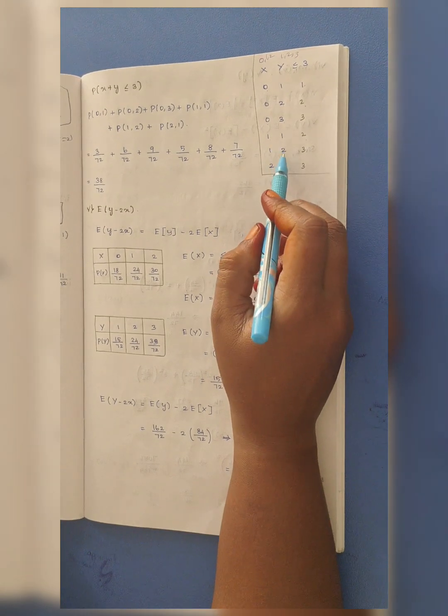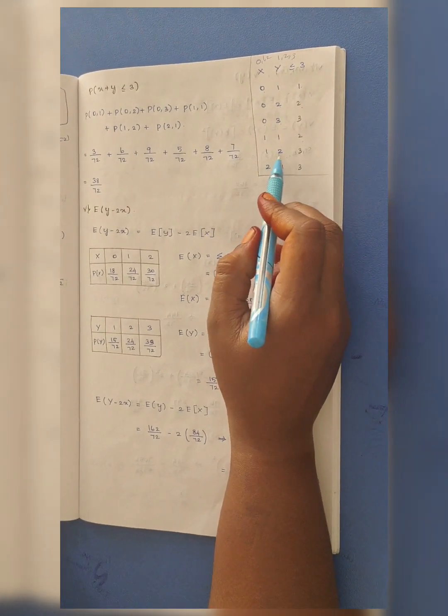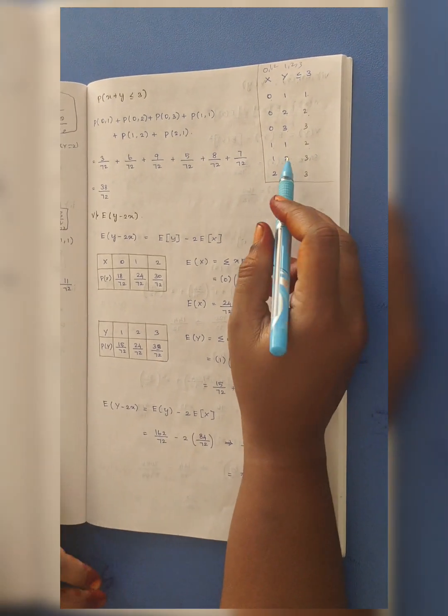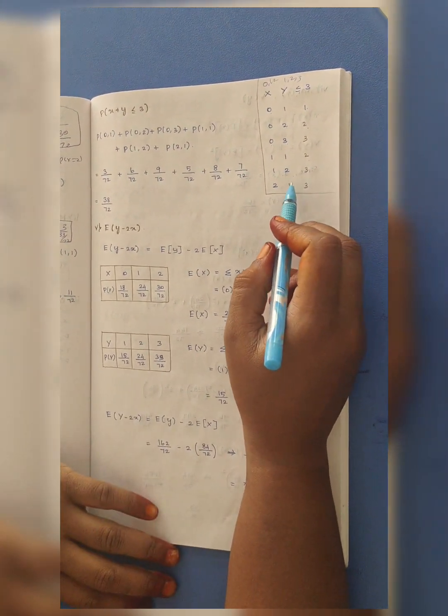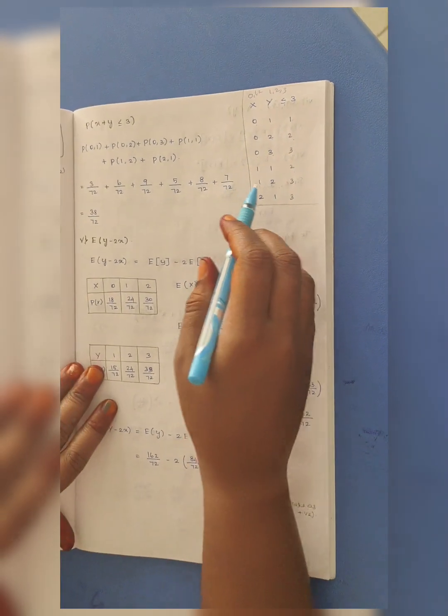X value 1, y value 2, increase the y value, that is 3. If you are increasing, 3 means it will go beyond the 3. So that combination we are not considering. So the combinations that adapt to this condition, those alone we take.